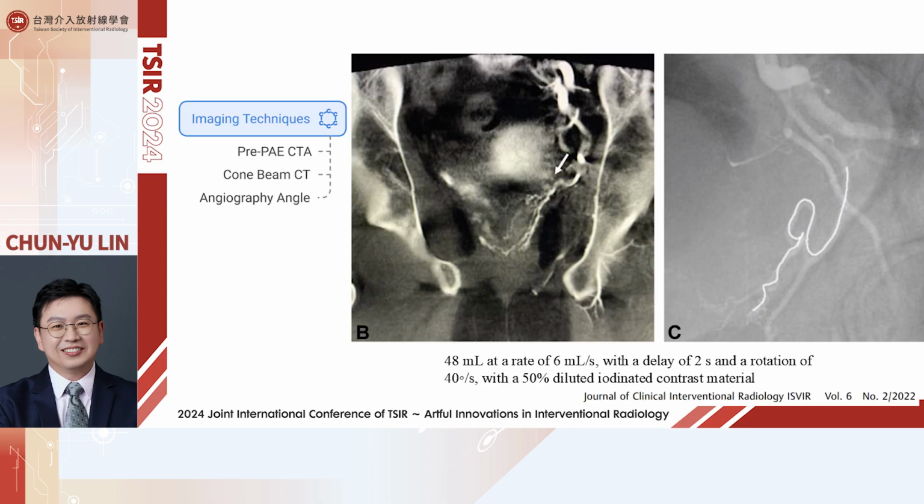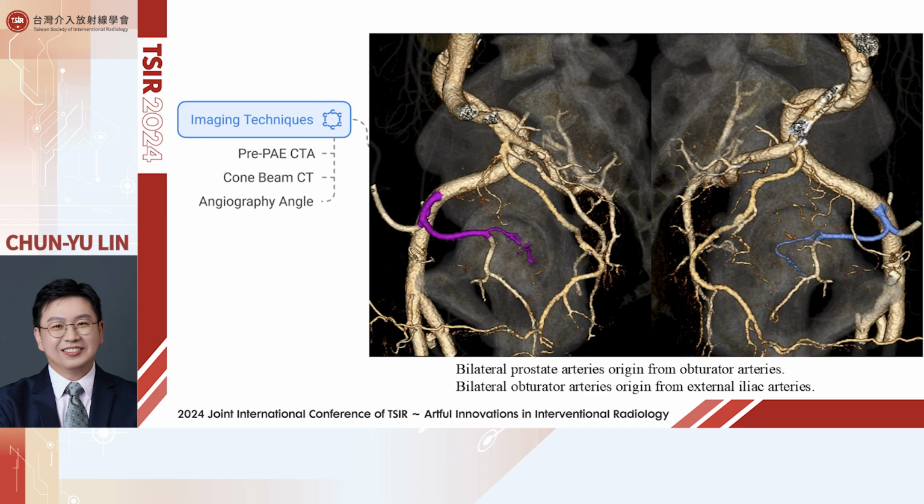You can also do the combined CT using iliac artery angiography, and use the combined CT to identify the prostatic artery, and use some software to make it easier for you. This is how I do the CTA. I show this case because it's a very exciting case. Both side prostatic arteries originate from the obturator artery, and both obturator arteries originate from the external iliac artery. It's a very special case.